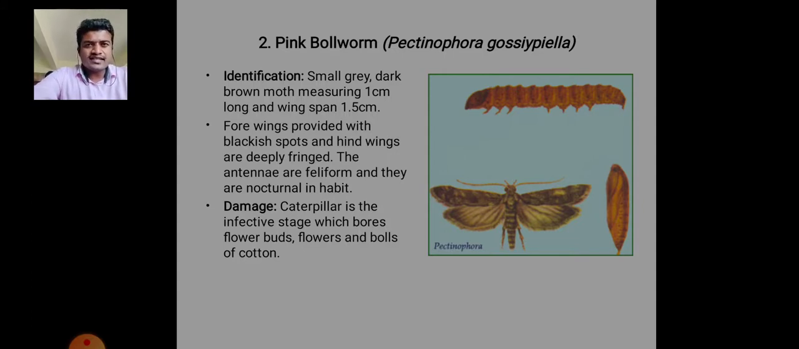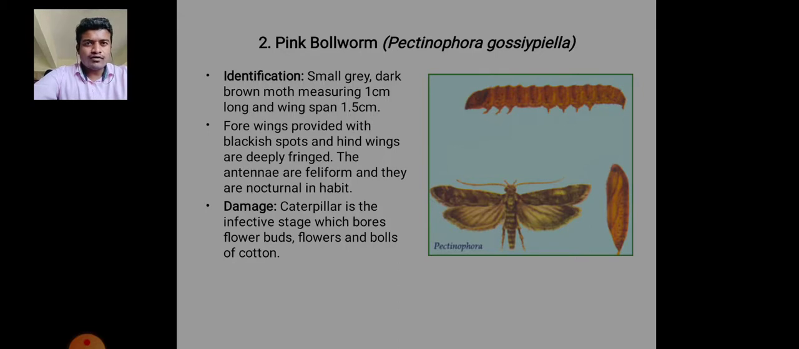In the figure on the right side, the adult pink bollworm has a wingspan of about 1.5 cm. Forewings are provided with blackish spots and hindwings are deeply fringed. The antennae are filiform and they are nocturnal in habit, generally active at night. At night time, these pink bollworms come outside from their hiding place and easily attack the economically important crops.